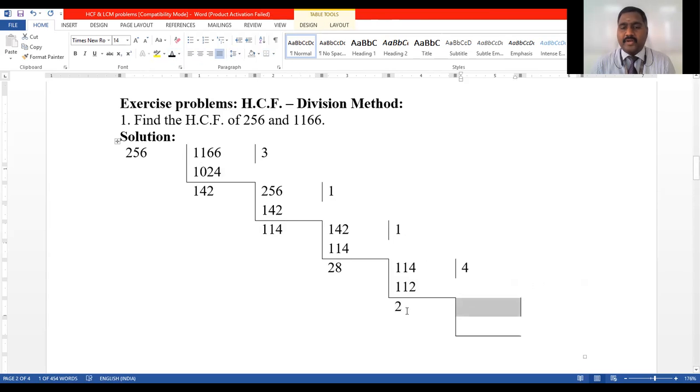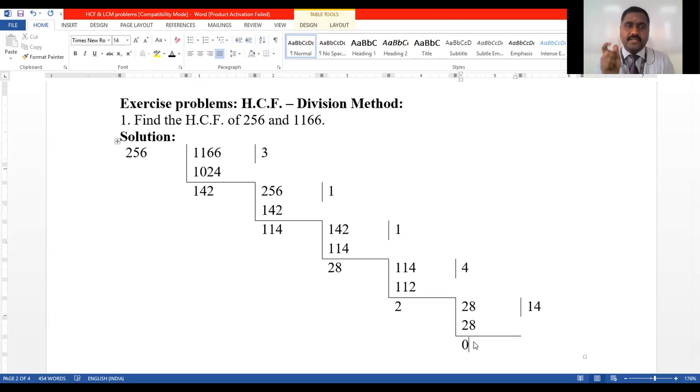Now again, the particular remainder should be the divisor for the previous quotient. So if you divide 28 by 2, you will get the value of what? 14 times 2 will be 28. That means it gives 0. Now finally, we got the 0. So this is how we need to solve the problem by using the division method.